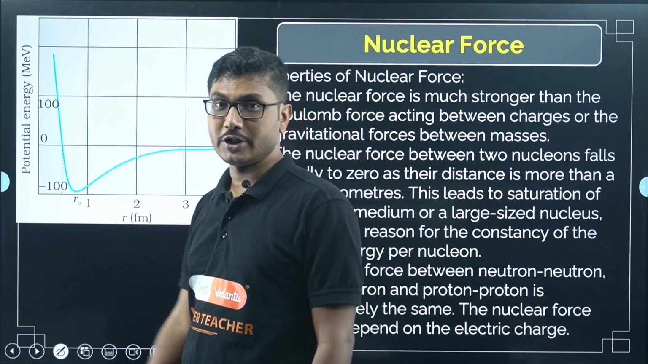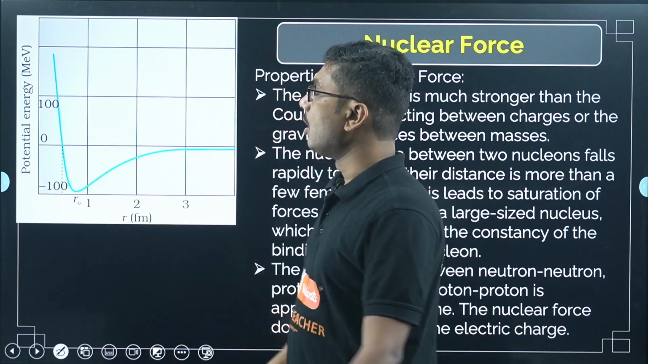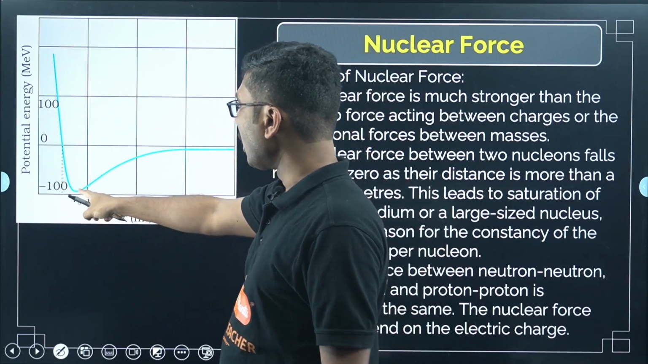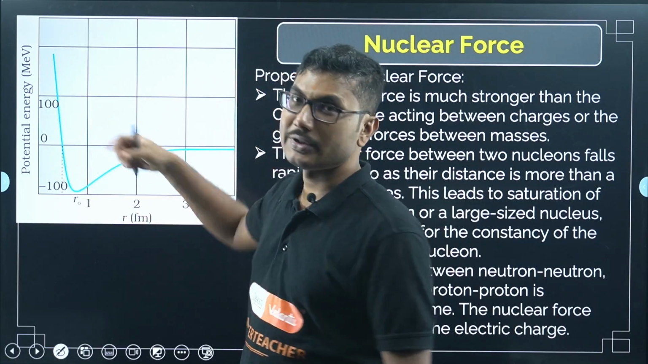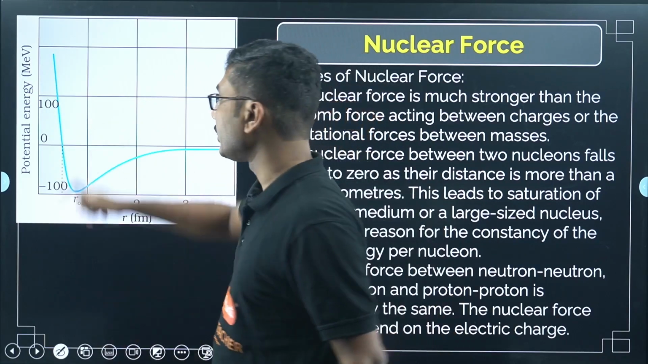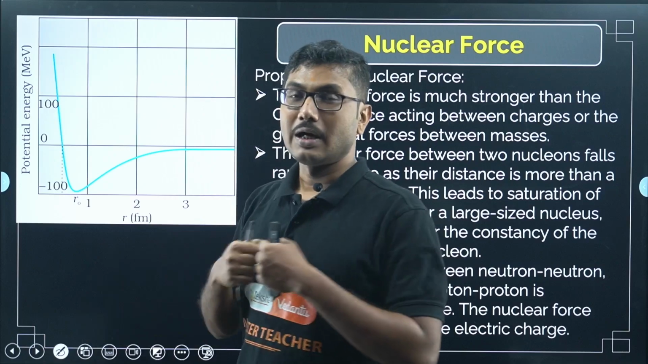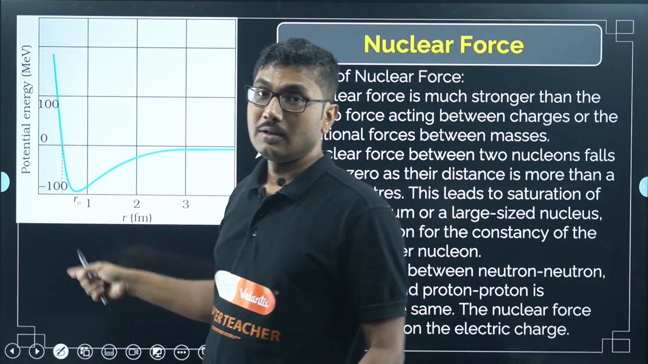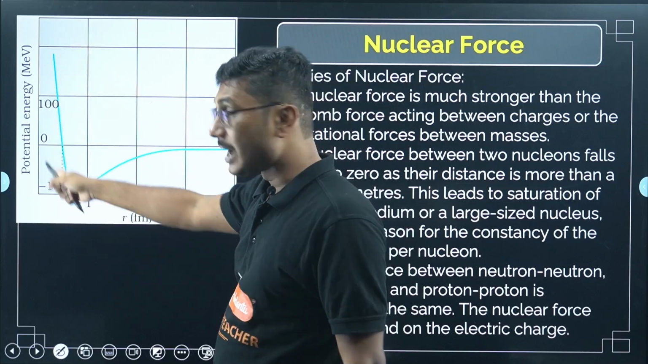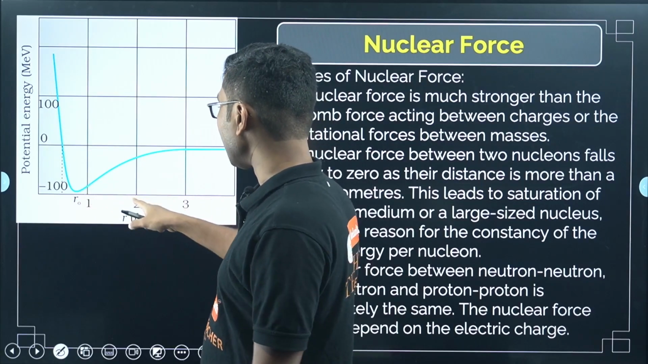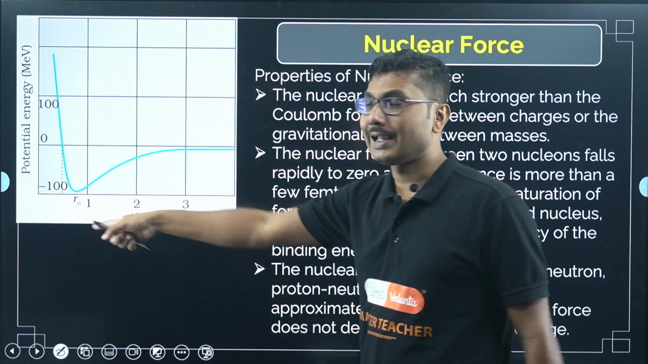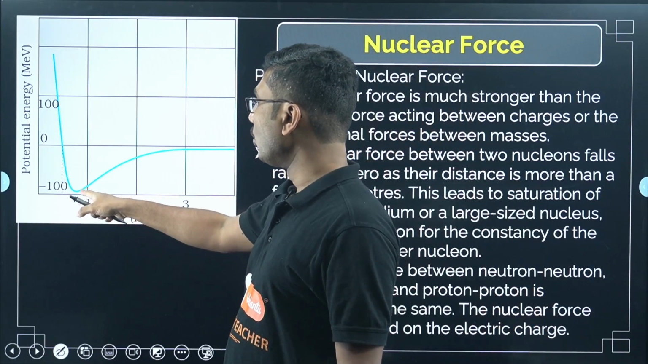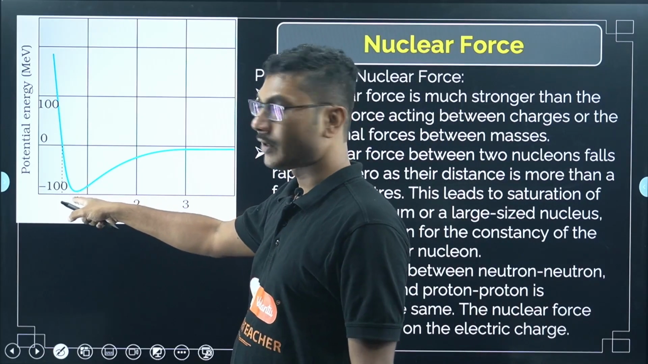If you plot the potential energy between any two nucleons, you will see that the potential energy drops to a negative value very quickly. That means the nuclear force is very strong. Potential energy negative means the energy required to separate them is very high. That means the force is very high. But after some time, the distance scale along the x-axis is in the femtometer range. So it is very low when the distance is less than 1 femtometer.